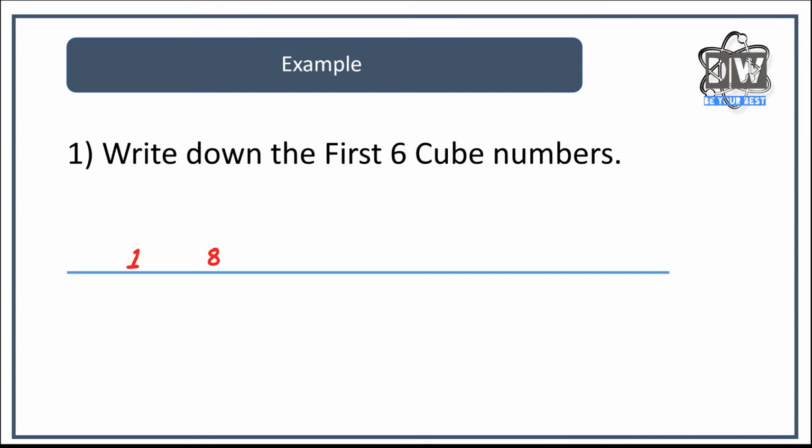So the next one, 3 times 3, which is 9, times 3, which is 27. And then we've got 4 times 4, which is 16, times 4, which is 64. 5 times 5 is 25, times 5, which is 125. And then we've got 6 times 6, which is 36, times another 6, which is 216.